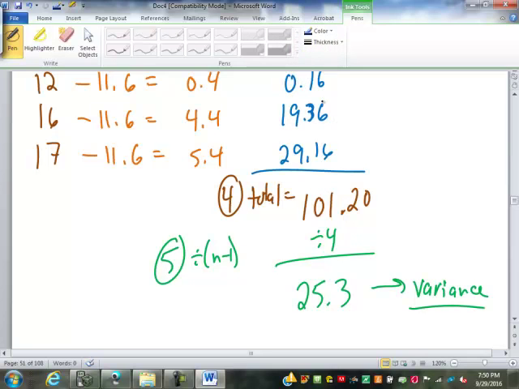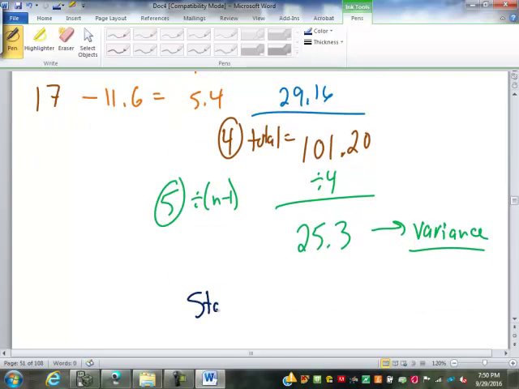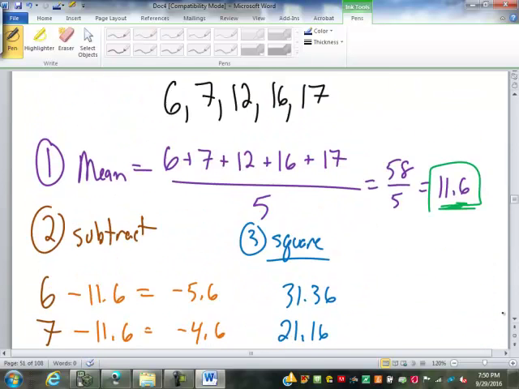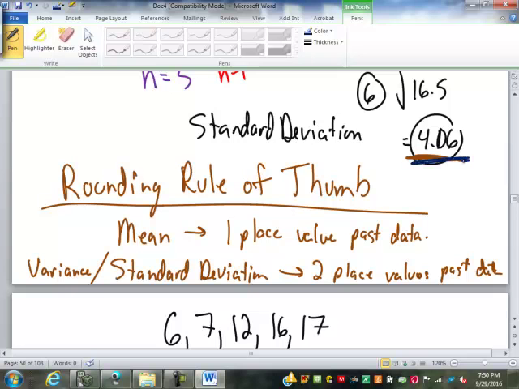So the standard deviation would be, you got it, what's that? 5.02. Good. So that's 5.02 compared to 4.06. So it confirms to us that this set of data is more spread out than the other one. Does that make sense? Okay.